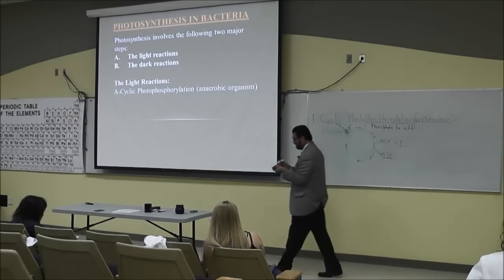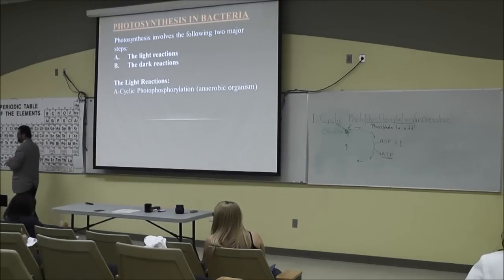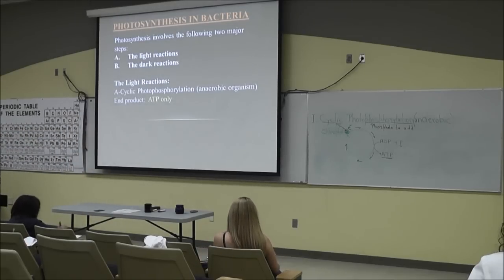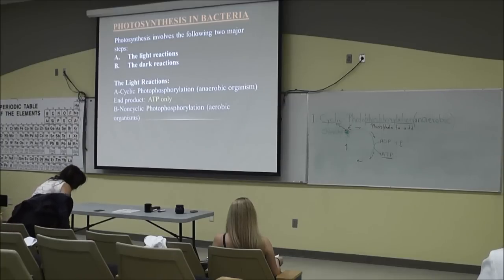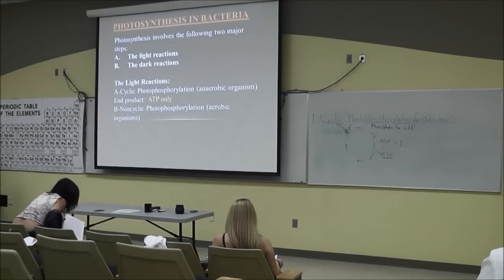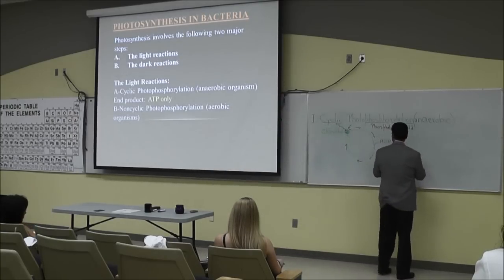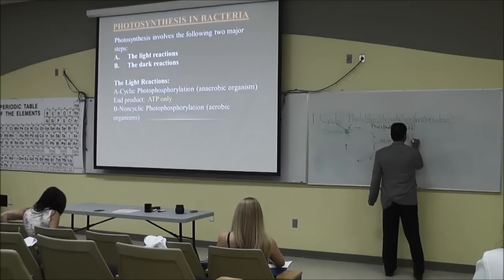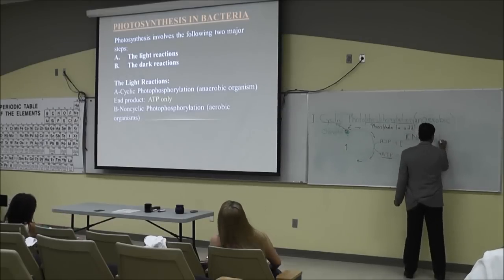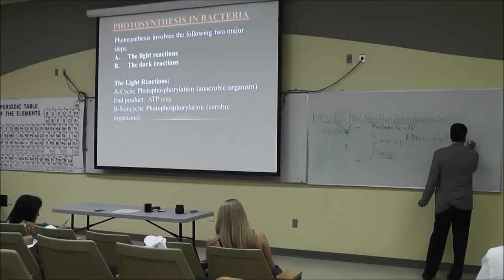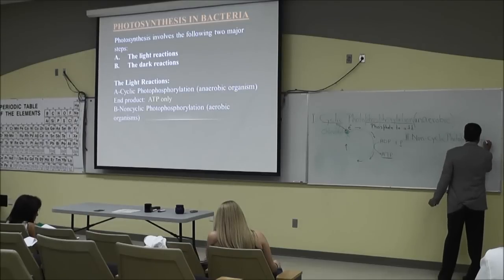This process, the light reaction in anaerobic bacteria, is ATP only. On the other hand, in aerobic bacteria, cyanobacteria, the process is non-cyclic, one way. This diagram is on page 139 in your book. Non-cyclic photophosphorylation.